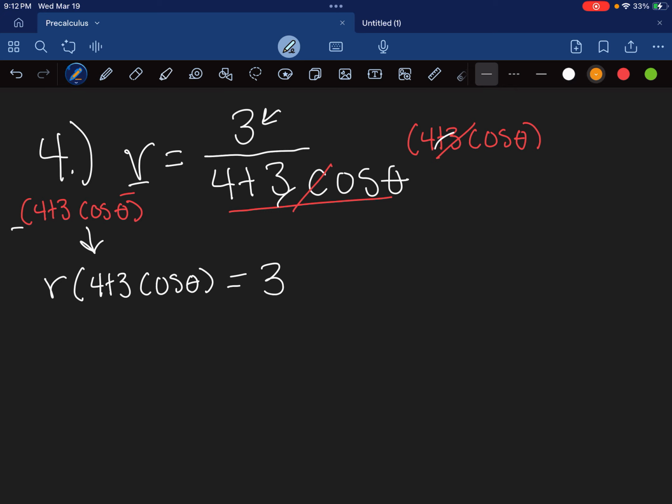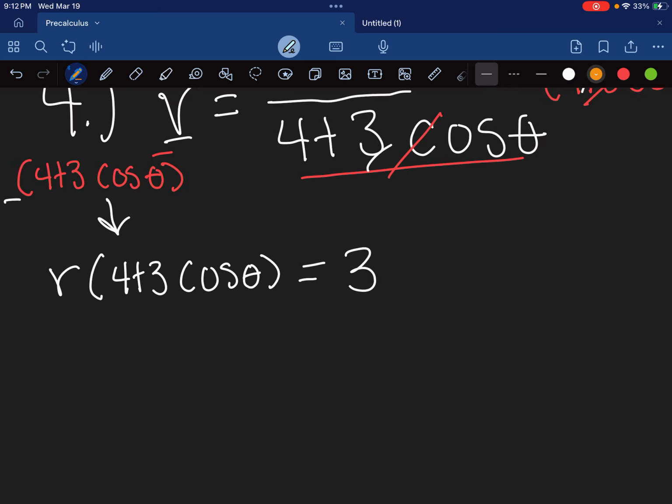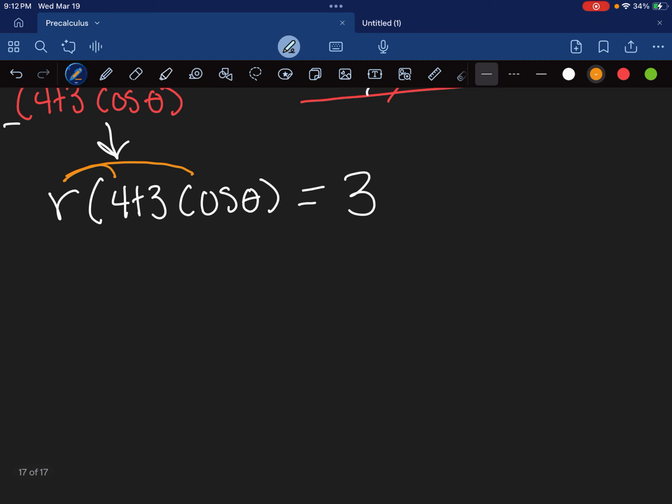The next step is to distribute the r that we have right here on the left side. So we're going to distribute it to the 4, and we're also going to distribute it to the 3 cosine theta. Then if we distribute, we're left with 4r plus 3r cosine theta, and then we're just going to bring down the 3 again, equals 3.